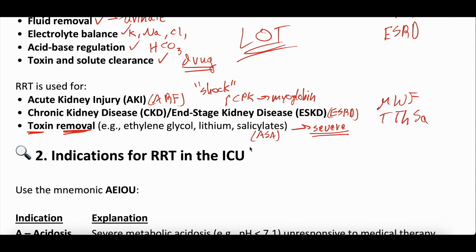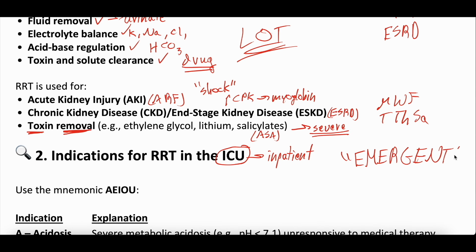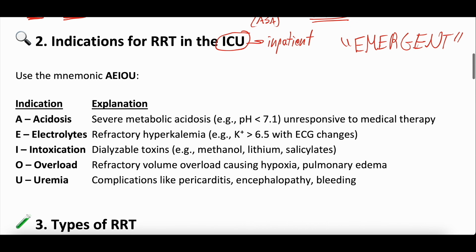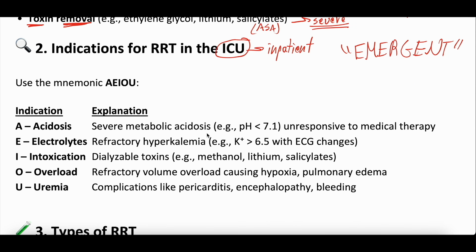Indications for renal replacement therapy in the ICU, and we can expand this to just kind of emergent indications in the inpatient setting in general. So we can think about this list as the emergent needs for renal replacement therapy. And this is something we all should know, but it's also something frequently tested on exams. And it has a nice mnemonic with it. It's A, E, I, O, U, right? We can all remember that, the vowels, A, E, I, O, U.